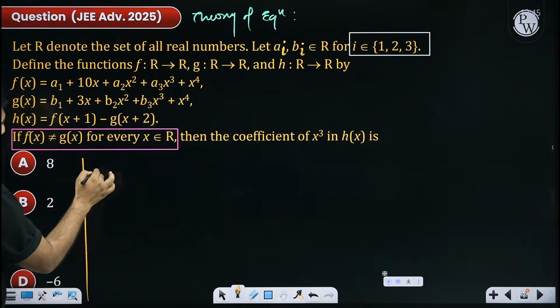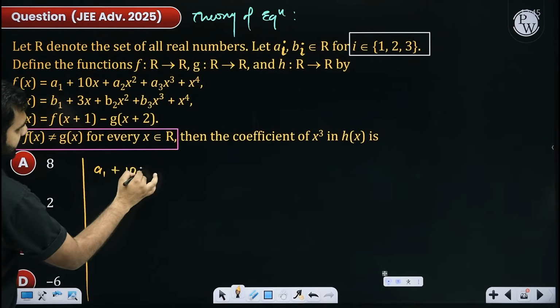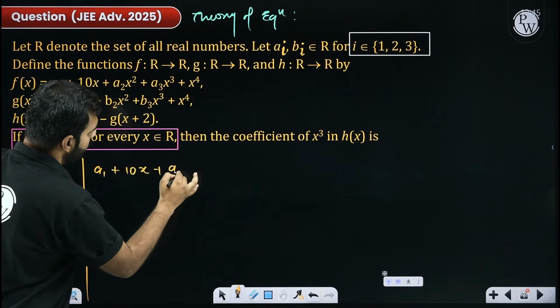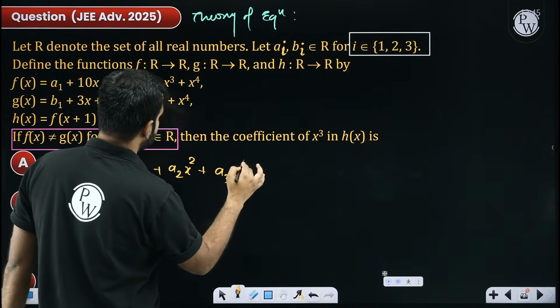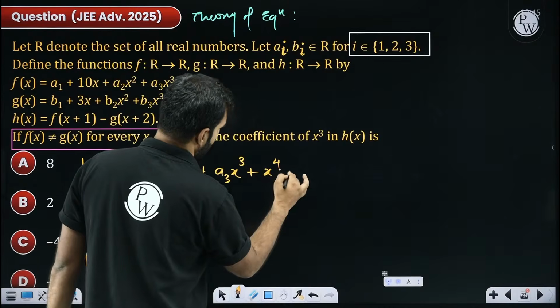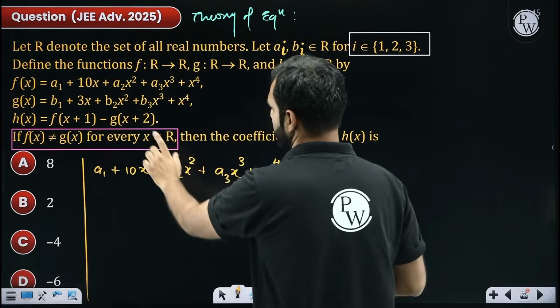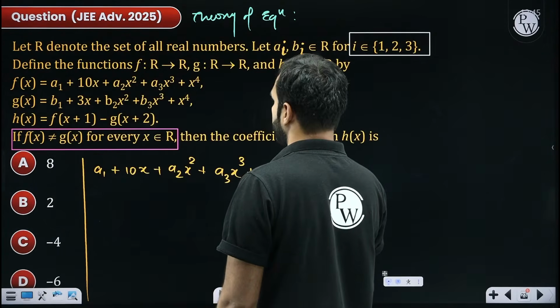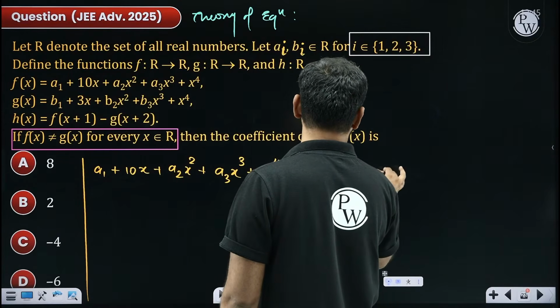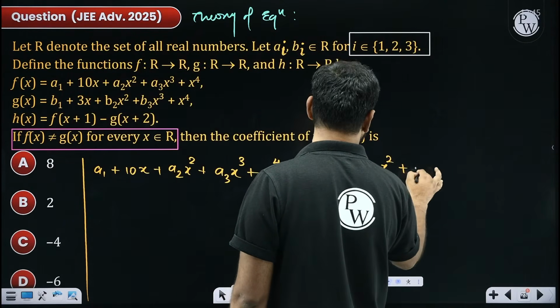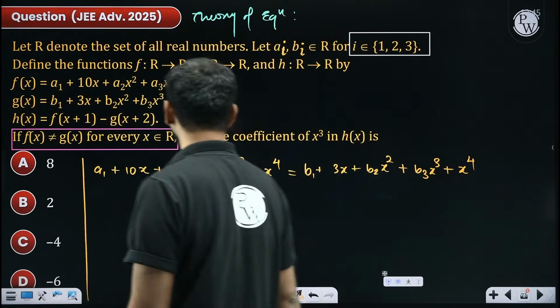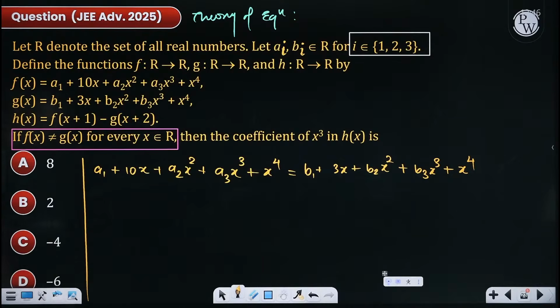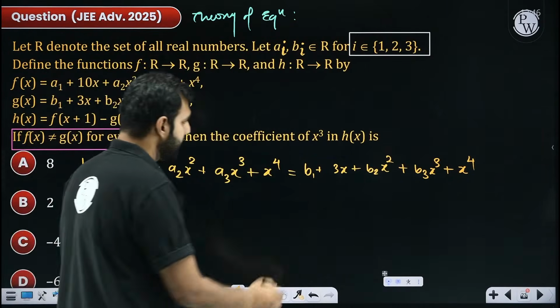f(x) is a1 + 10x + a2x² + a3x³ + x⁴, which is equal to g(x). g(x) is b1 + 3x + b2x² + b3x³ + x⁴. This is your g(x). But what am I told? I am told that they are not equal.